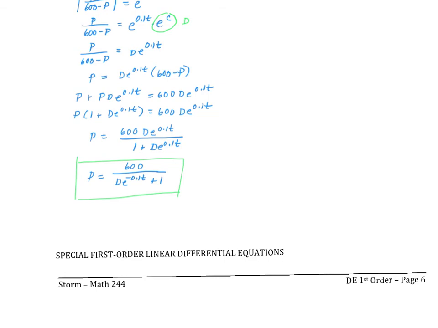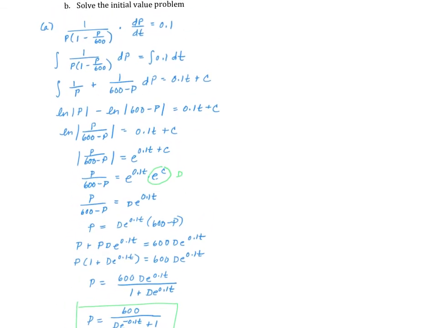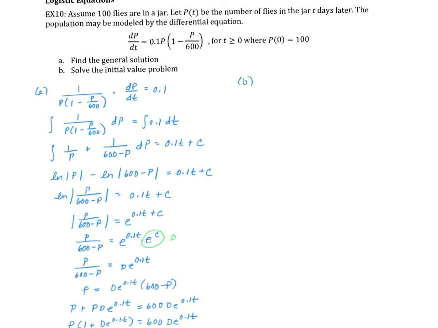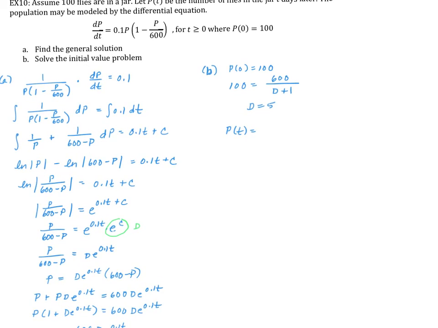Now b, I'm going all the way back up. Part B says solve the initial value problem. So we have P of 0 equal to 100, which would give me 100 equal to 600 over d plus 1. And then solving for d, I have d plus 1 is equal to 6, or d is equal to 5. So for my initial value problem, the solution is going to be P of t equal to 600 over 5 e to the negative 0.1 t plus 1.